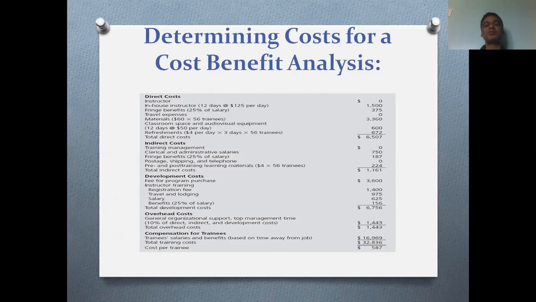So all these you can classify under different costs, and you can do the cost benefit analysis, and finally you can find out the cost per trainee. So what is the cost per trainee, and you can calculate it by comparing the cost incurred on each trainee with the increase in sales, productivity, and profits. So a lot of costs have been listed here for your review.